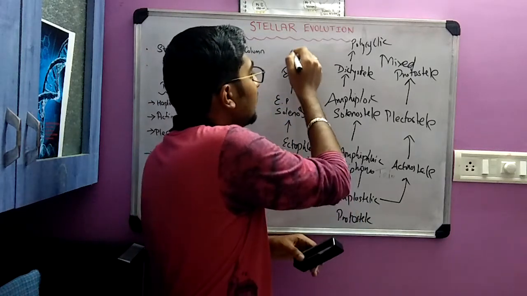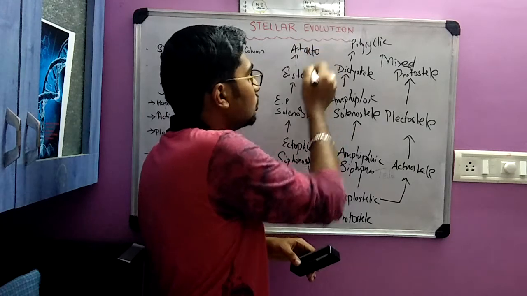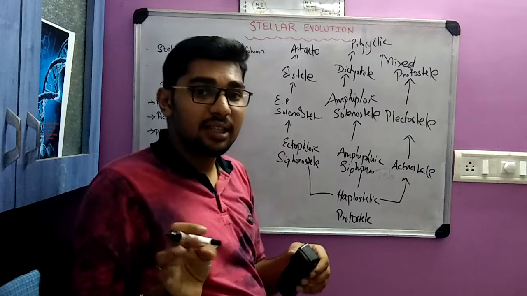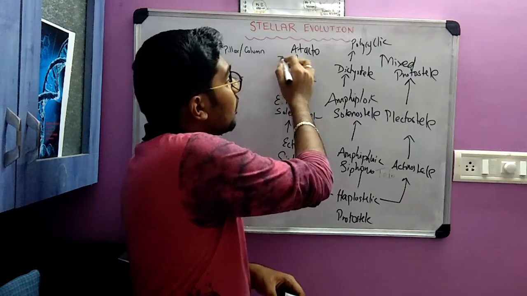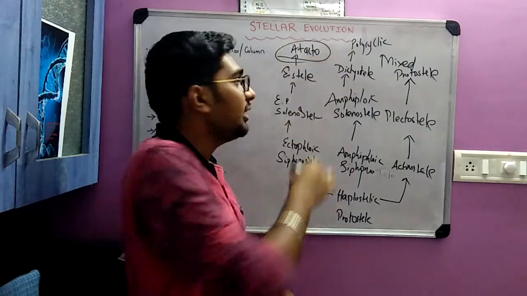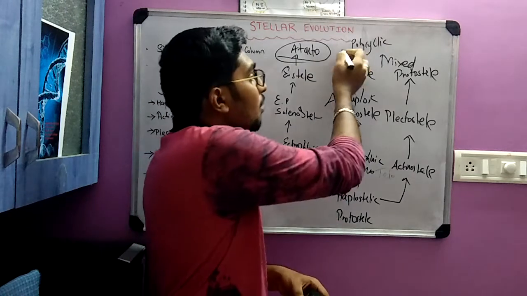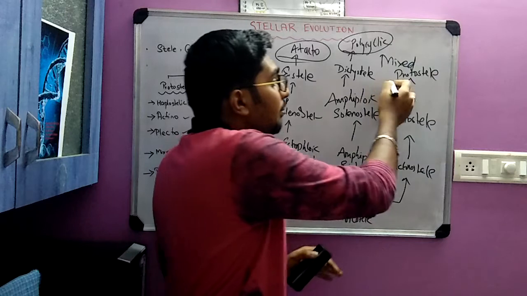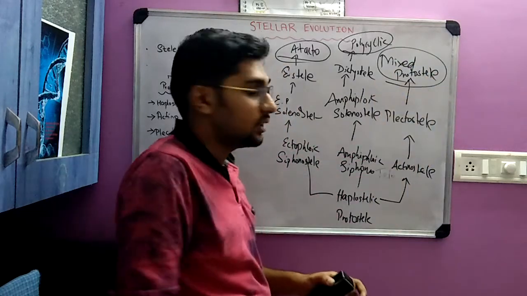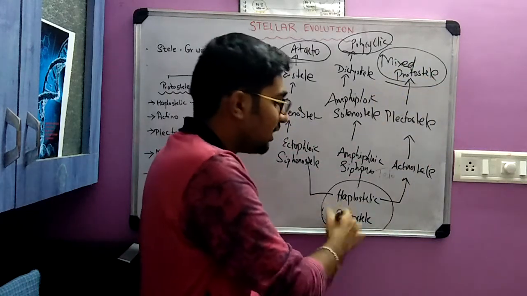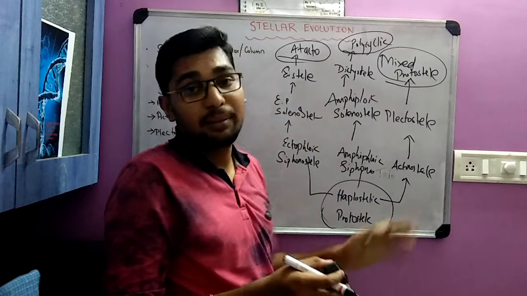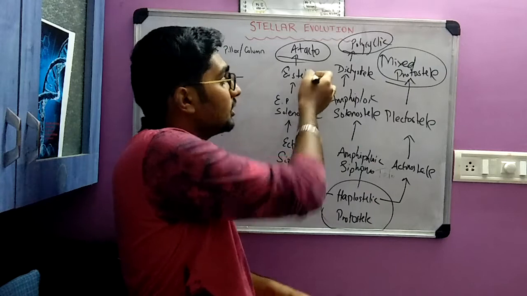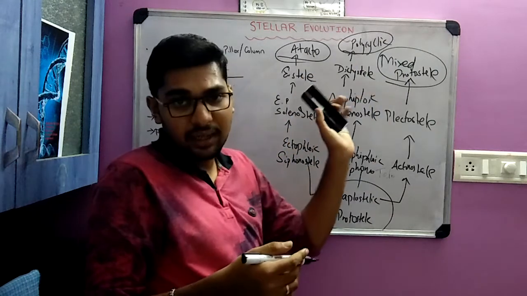This U-stele gave rise to atactostele. In atactostele they are irregularly arranged, scattered in the ground tissue. So atactostele is the most complex stele in this line of evolution. Polycyclic stele is the most complex or most advanced in its line. Mixed protostele is most advanced in its line. The most primitive type you can see in the primitive members. This is how the evolution has occurred, and you can see this in monocots and dicots, and this you can see in higher pteridophyte members.